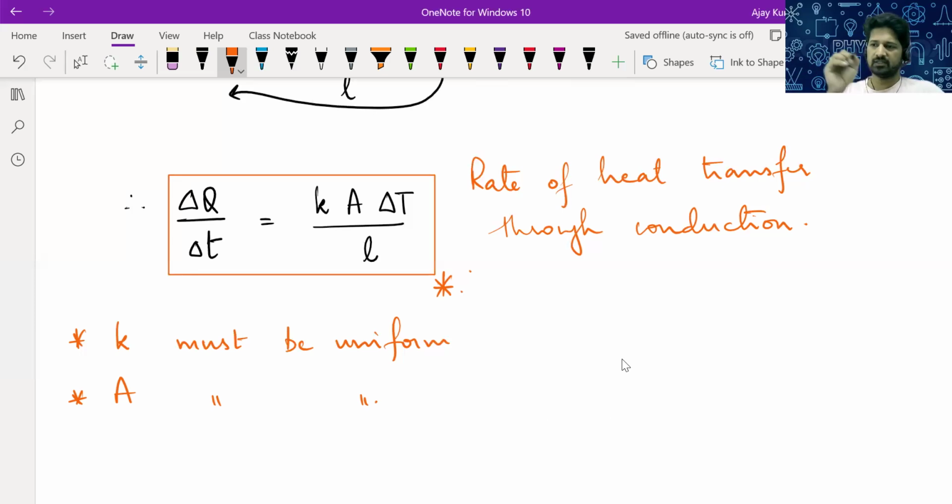So if you know the temperature difference across the conductor, conductor means any medium which is allowing heat transfer, you call it a conductor. If you know the temperature difference, area of cross section, length and conductivity, you can tell how quickly heat is going to get transferred. And if you know the time, you can even tell how much heat gets transferred. Fine.